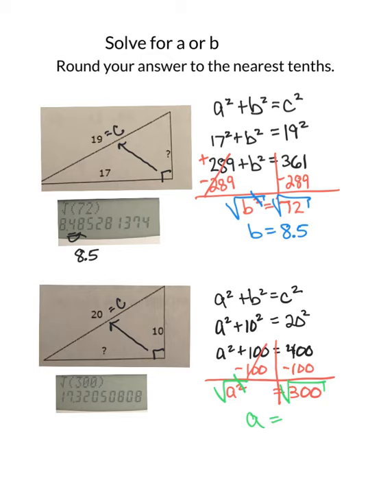Again, we want 1 decimal place, so we want the 3 because it's the tenths. We're going to look at the 2. Is 2 5 or above? No. So we're going to leave it how it is and just round it to 17.3. So then a will equal 17.3.